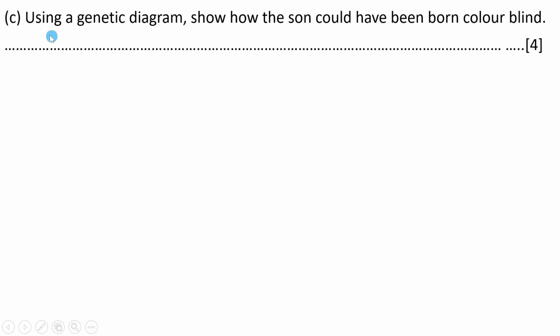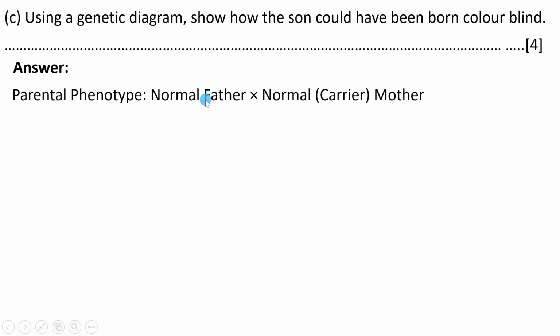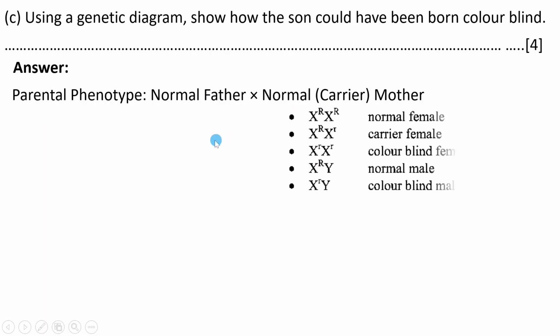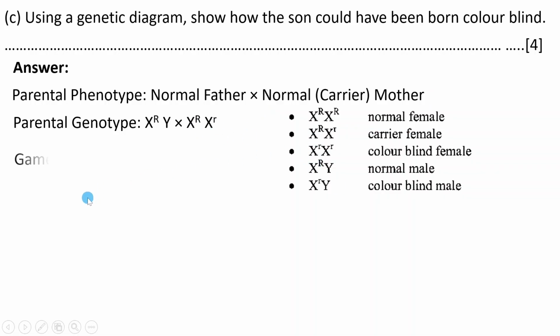Then we go to question C. Using a genetic diagram, show how the son could have been born colorblind. So now we'll use a genetic diagram to show what happened. So parent genotype, normal father, then normal carrier mother. Then these are the alleles that we are going to use. Now for the genotype, normal father will always carry this, this is the male. Then the mother carrier will always carry this one. That's why I put this one as a reminder.